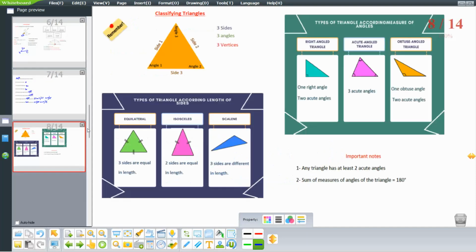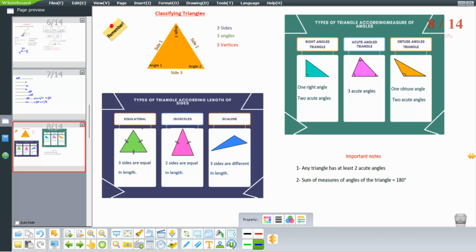Okay, after that we have classifying triangles. What's the meaning of classifying triangles? Let's remember what a triangle is. A triangle is a polygon which has three sides, side 1, side 2, and side 3, and also three angles, angle 1, angle 2, and angle 3. So it has three sides, three angles, and three vertices.